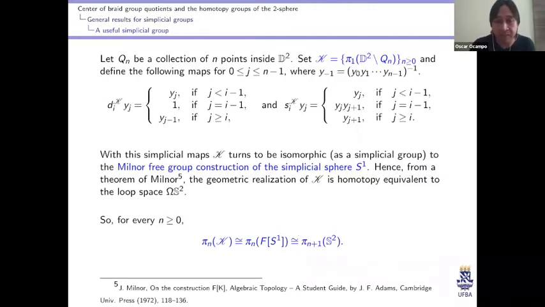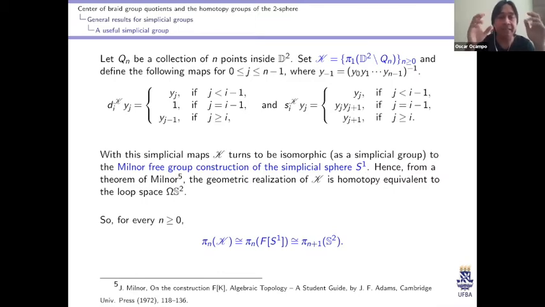Be careful with some notation. This part is a homotopy group in simplicial homotopy theory, and this is the well-known homotopy group of the sphere. It's the same notation, but of course they mean different things. Okay, so we have this K.